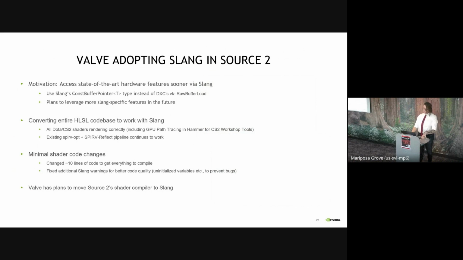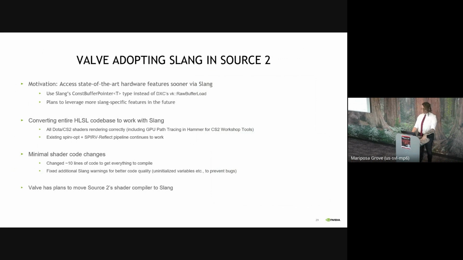So we worked together with them, converted the entire HLSL shader code base to work with Slang, and kept the existing optimization pipeline after SPIR-V generation. So Slang is being used to compile down to SPIR-V, and then some existing SPIR-V tools are being run after that. And in practice, this only took about 10 lines of actual code changes to fix issues in their code base that were leading to incompatibilities between the Slang compiler and the version of HLSL they were writing in. There are additional things that were fixed along the way for code quality reasons, where our compiler identified certain uninitialized variables and things like that that weren't being detected by their existing compilation path.